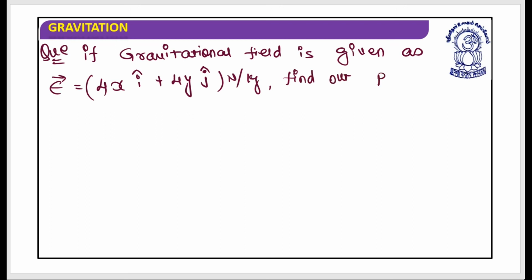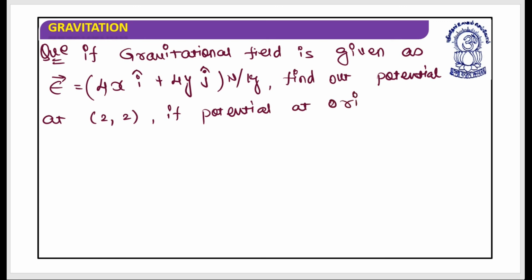Find out the potential at (2, 2) if the potential at the origin is assumed to be 0. So this is the requirement.